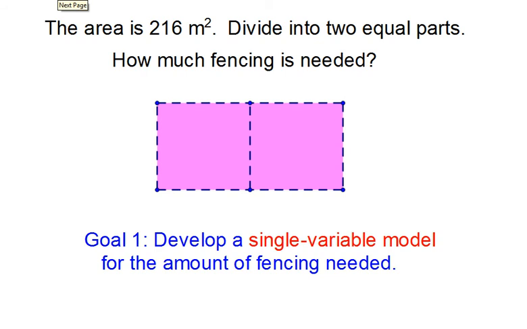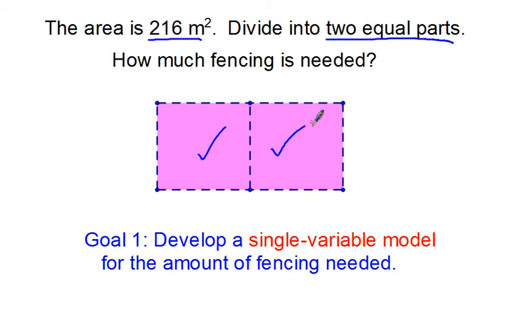And so we're told, and here I've condensed the wording to the main idea, which is that the area of our rectangular region is 216 square meters. We want to divide that region into two equal parts, so I went ahead and did that here. And we want to determine how much fencing is needed.